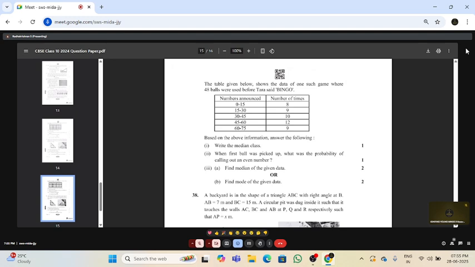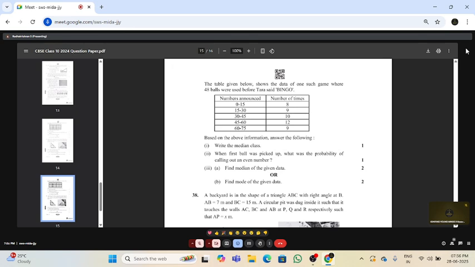Okay. So why are you saying that that is the median class? Vedant, what is your take? How can I find the median class?